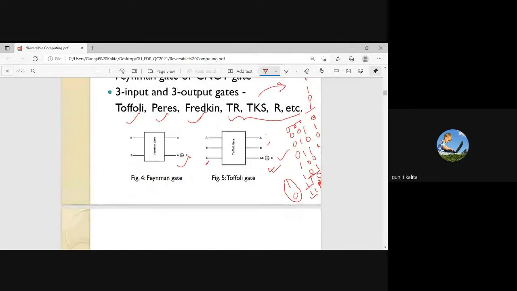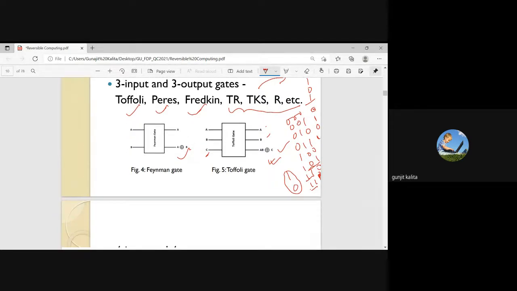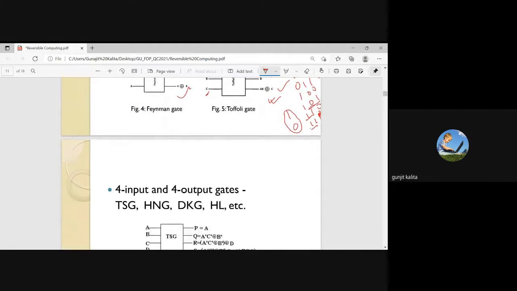So this is also one quantum gate. Of course, it is not an elementary quantum gate, because to be an elementary quantum gate, the cost must be 1. So the Feynman gate is an elementary quantum gate, but the Toffoli gate is not. It has a complex structure, I mean, a quantum cost of 5.